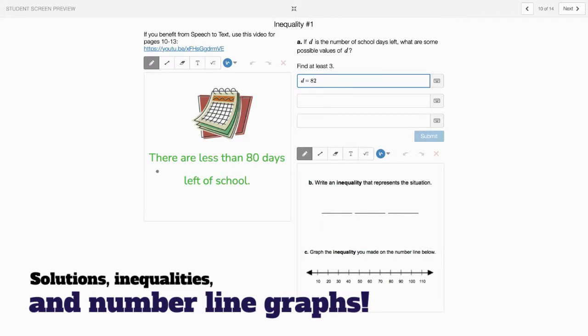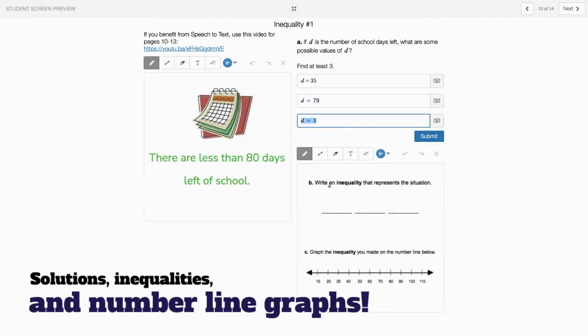So, can D be 81 or 82? Well, wait a minute. There are less than 80 days left of school. 82 is not less than 80, so we can't use 82. But we can use 35. Okay. We can also say D is 79. Or we can say D is 1. Okay. So all of these are possible values for D.